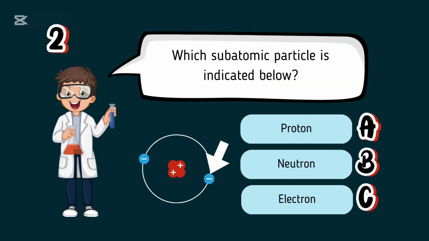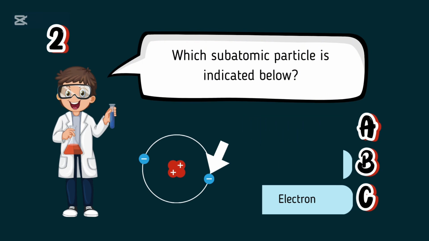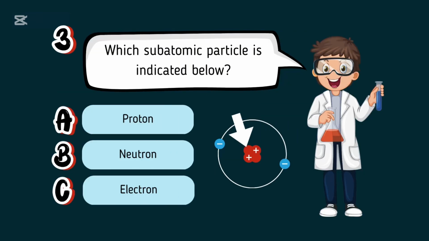Which subatomic particle is indicated below? A. Proton, B. Neutron, and C. Electron.